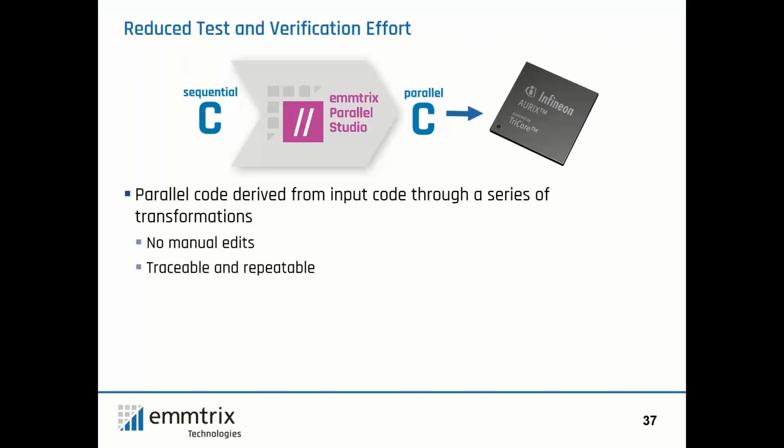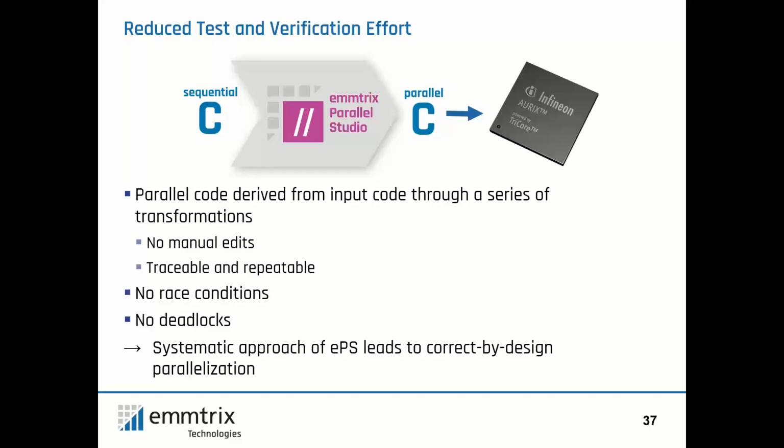The code that we derive from the sequential input code is derived through a series of transformations. As I said, there are no manual edits allowed by the developer, and every step we do is traceable and also repeatable if necessary. With this programmatic approach, we guarantee that there are no race conditions, no deadlocks. So the systematic approach of EPS leads to correct by design parallelization.